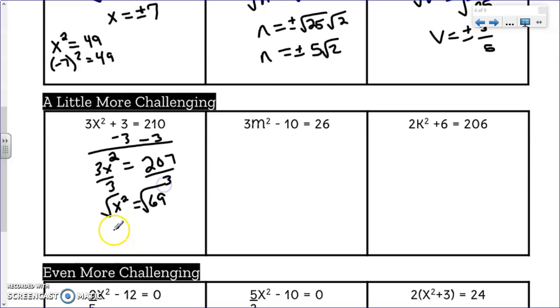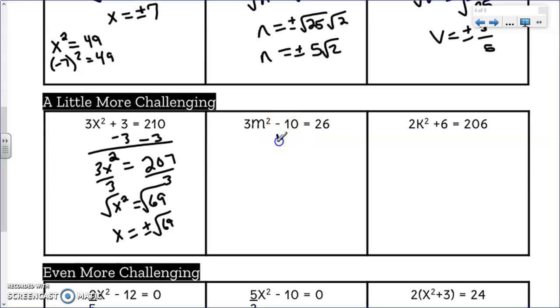Square root, x equals, so 69 is not a perfect square, so plus or minus the square root of 69. And it won't break down because 3 will go into there 23 times, and those are both prime.